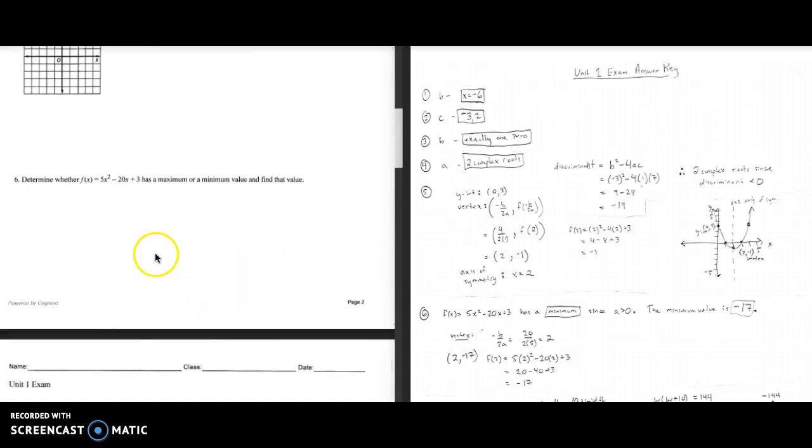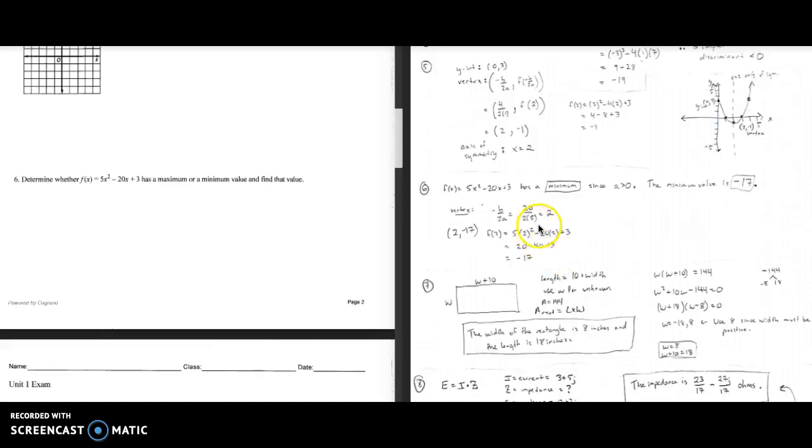Question 6 says to determine whether f of x equals 5x squared minus 20x plus 3 has a maximum or a minimum value, and then find the value. The first thing you look at is the sign of a. Because a is positive, greater than 0, the graph faces up, which means it has a minimum. The vertex is a minimum. The minimum value happens at the vertex, so you have to find the vertex. Start off by doing -b over 2a. You're going to get the number 2. You plug 2 in the equation, you get -17. The minimum value that you get is -17. The graph has a minimum, and the value is -17.